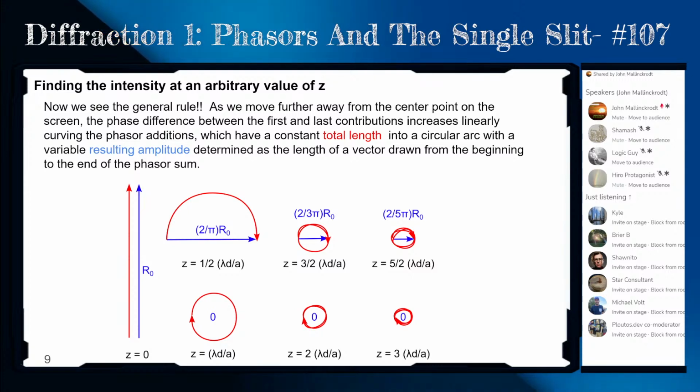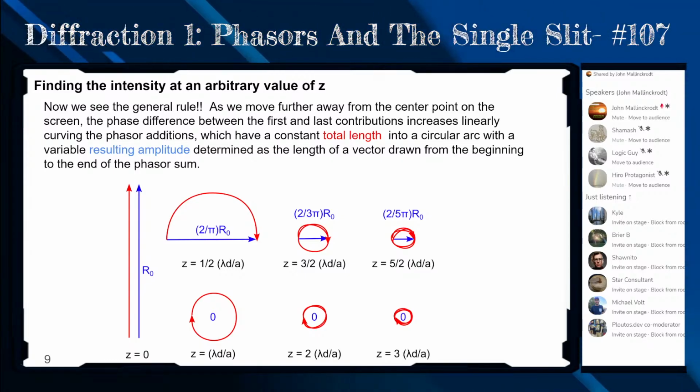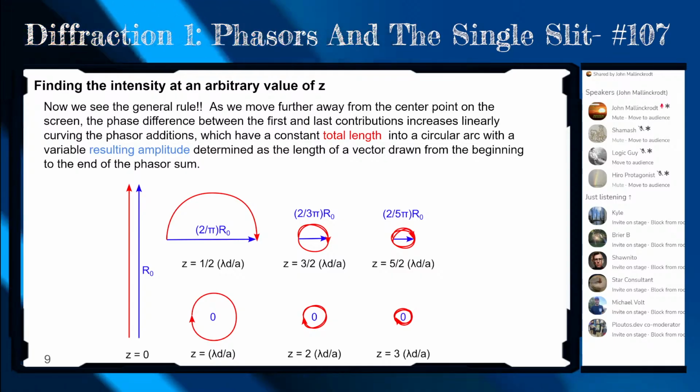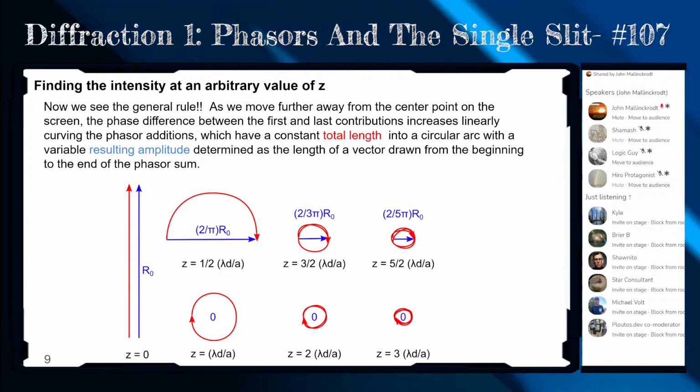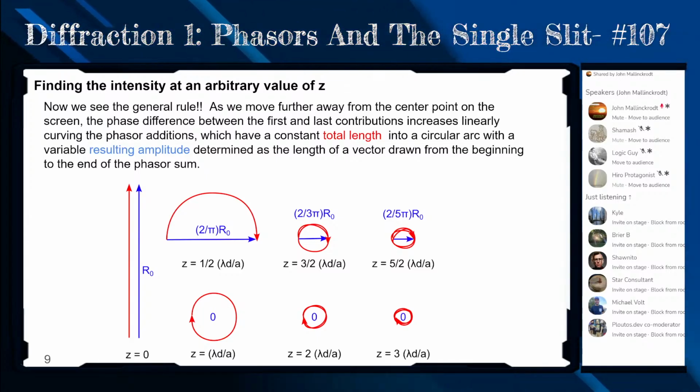And then I show you one more. If I wrap it around 2.5 times, which is what happens when z is 5/2 lambda, when I'm on a point on the screen where it's 5/2 lambda d over a, now I have to wrap the red line around 2.5 times. Once again, I now have a little resultant vector. You can work out what that length is, and you start to see a pattern. Now it's 2/5 pi times r naught. And then I wrap it around 3 full times and I get 0 again.